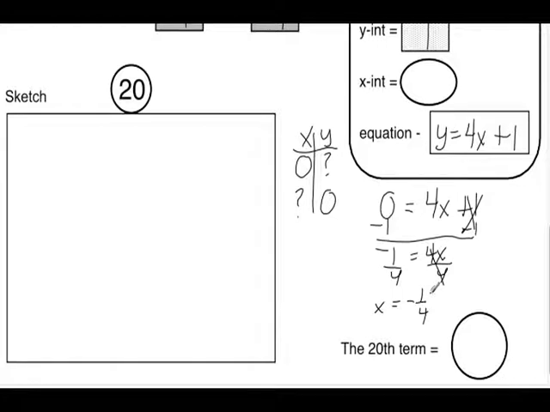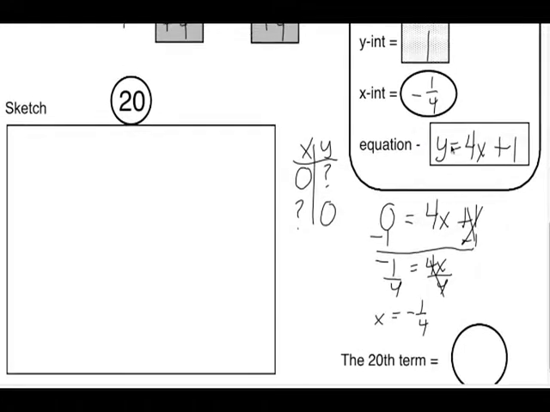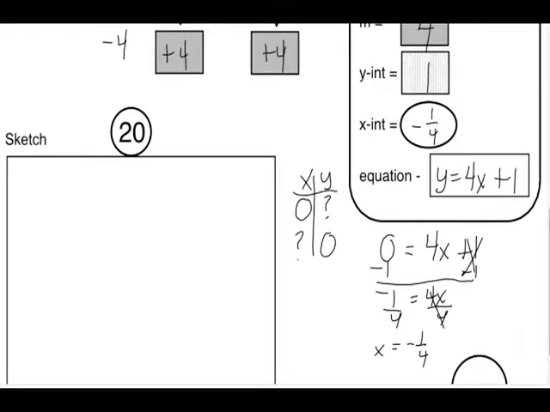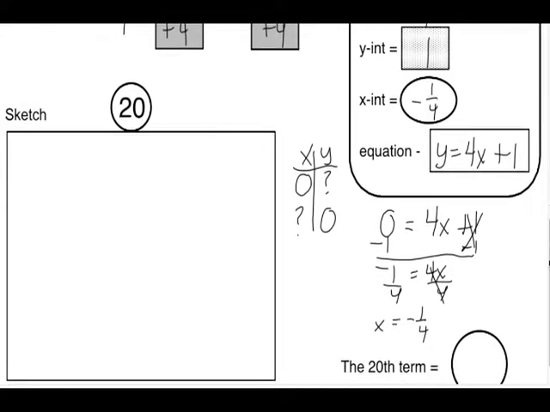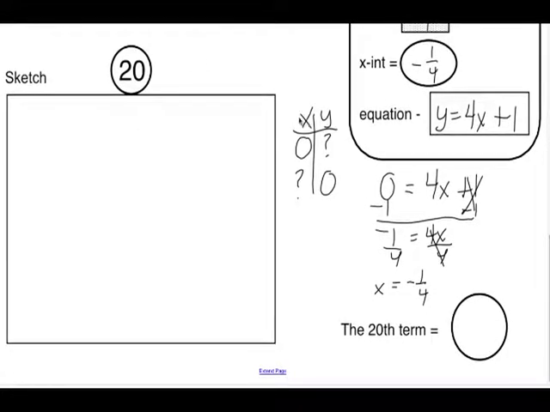Now, if you had a graph, you would have never seen that because that wouldn't have been at an intersection where you can identify it. So the x-intercept is negative 1/4. So you have to be able to calculate x-intercept mathematically. So now I need to find the 20th term. Okay, here's my equation, so I can extrapolate. Remember the word we talked about today? So I'm going to go ahead and substitute 20 in for the x.